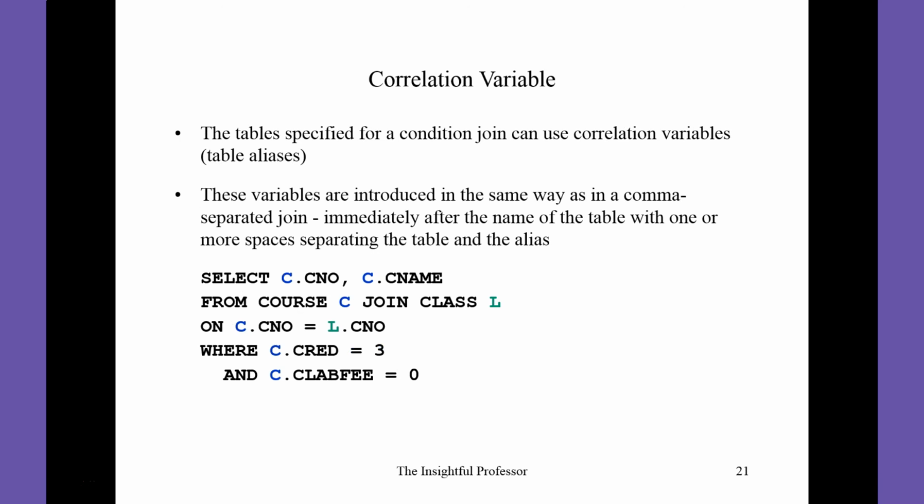The condition join syntax also allows you to use correlation variables or table aliases for the tables involved in a join. These variables are introduced in the same way as we saw with the comma-separated syntax. In the from clause, when you announce the table, you follow that table name by one or more spaces and then introduce the table alias or correlation variable. These variables are then used the same way as we saw in comma-separated to qualify references to columns.